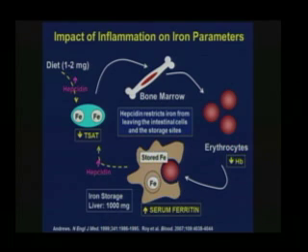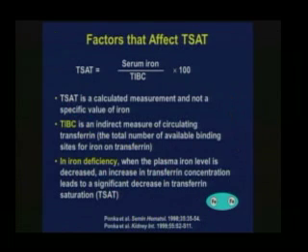Now, how does inflammation affect the tests that we use to measure iron parameters? So we know that in inflammation, hepcidin will be increased. This will restrict iron from leaving the intestinal cells and the storage sites. That will lead to a reduction in transferrin saturation. So to take it up a little further, the transferrin saturation is defined as the serum iron divided by the total iron binding capacity and expressed as a percentage.